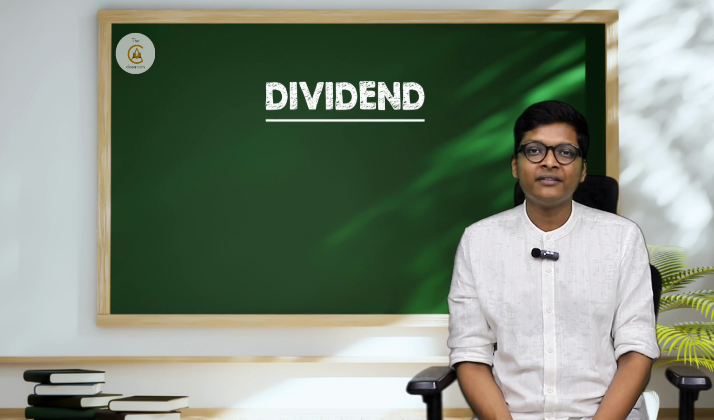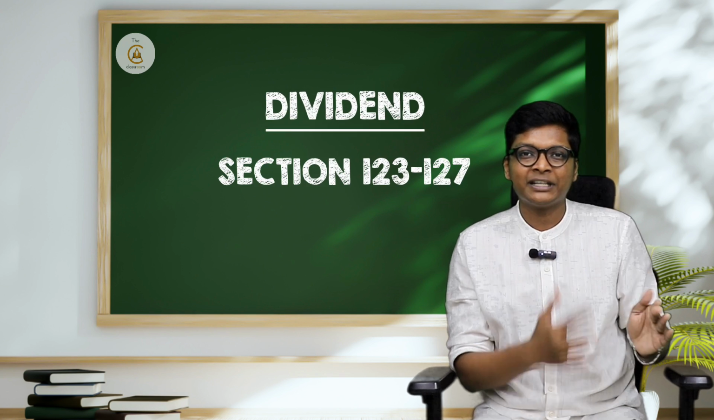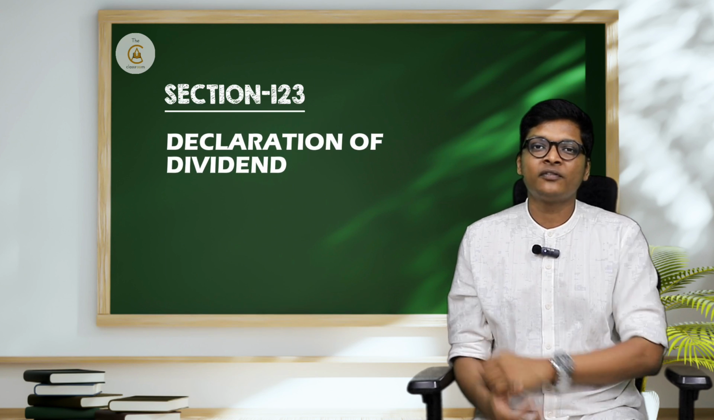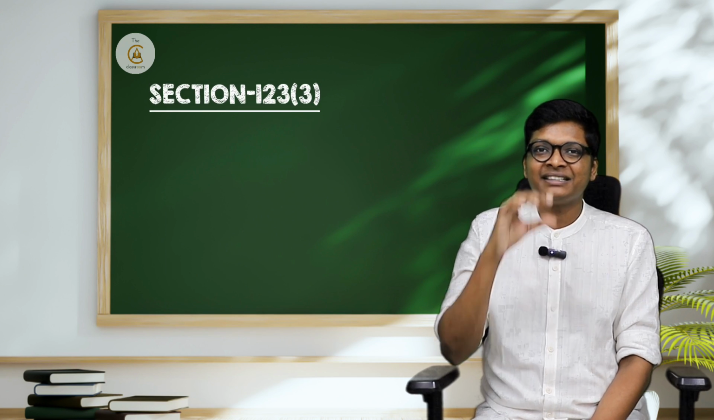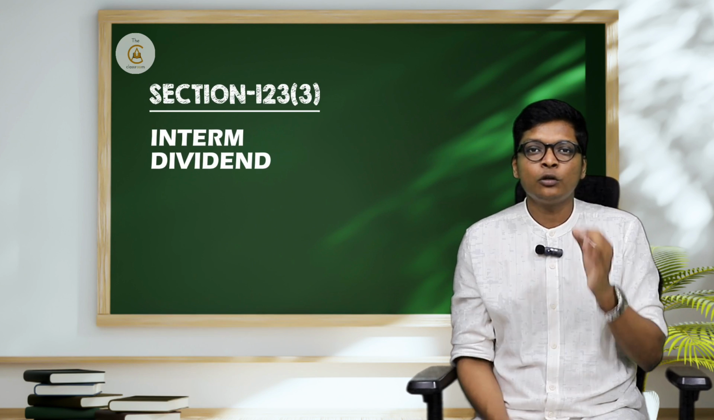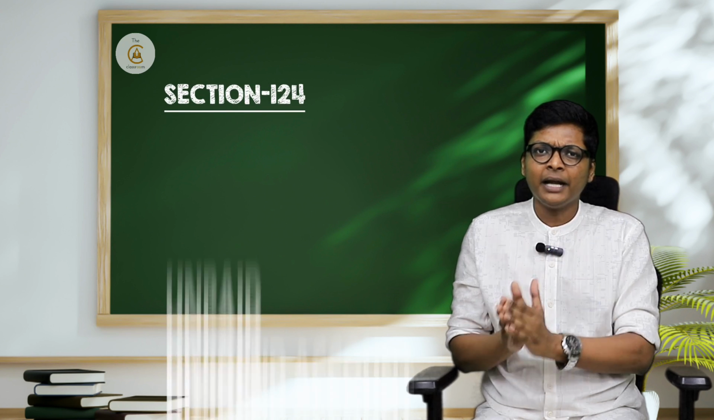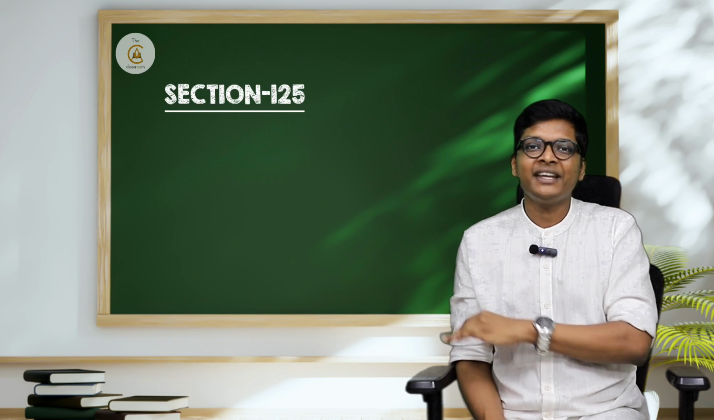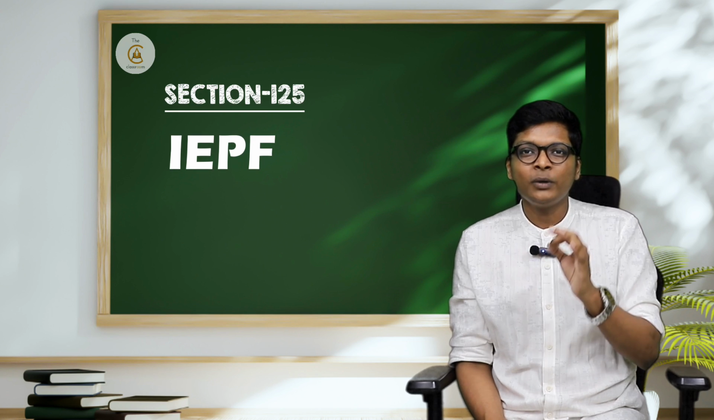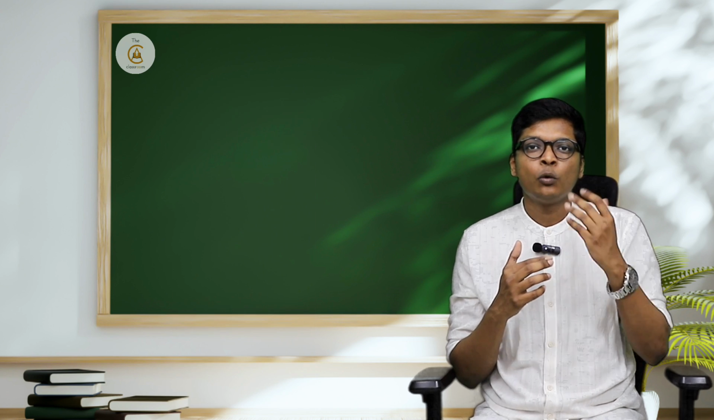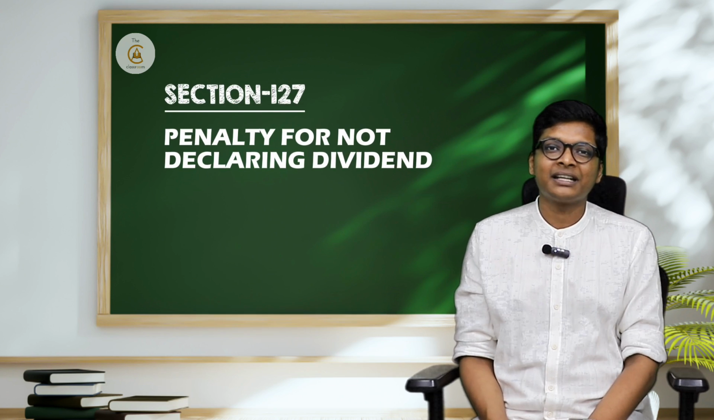Next, let's go to dividend chapter, section 123 to 127. 123 is declaration of dividend. 123 subsection 3 is interim dividend. 123 rule 3s are the 3 rules. 124 is unpaid dividend account. 125 is IEPF. 126 is abeyance. 127 is penalty for not declaring dividend.